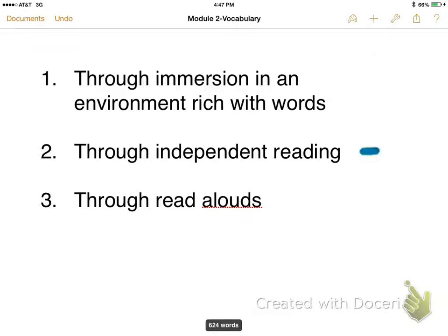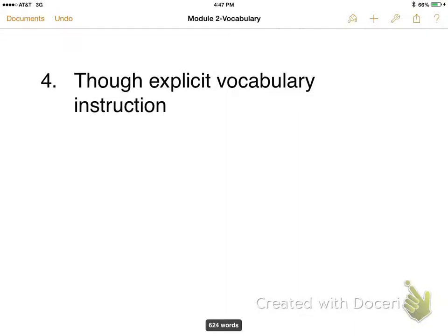They also learn through independent reading. Students learn a lot of words through their independent reading, and we need to give them opportunity to read independently. They learn through read-alouds. Now, you've been in my class long enough now to know how much I love a good read-aloud. But read-alouds aren't just for fun. Read-alouds are also to increase the vocabulary of the students. And I'm going to read books and use them in my lessons to increase vocabulary and help students to learn words.